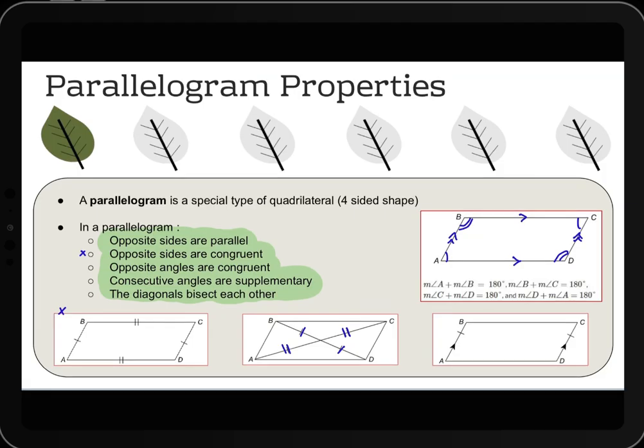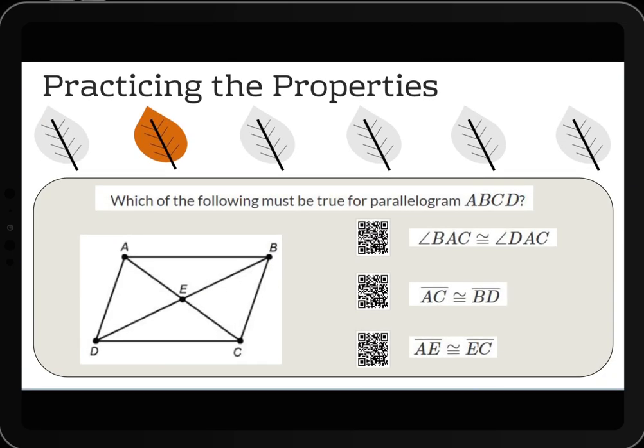So with that being the case, that's the reference page that I would refer to when thinking about the properties of a parallelogram and answering questions about parallelograms, such as the following. Which of the following must be true for a parallelogram ABCD? So we have angle BAC. Angle BAC is this angle right here, is congruent to DAC. So angle DAC is over here.